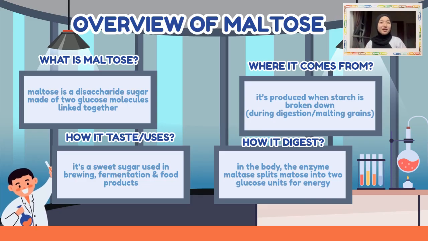How does it taste or is it used? It's a sweet sugar used in brewing, fermentation, and food production. And how does it digest? In the body, the enzyme maltase splits the maltose into two glucose units for energy.